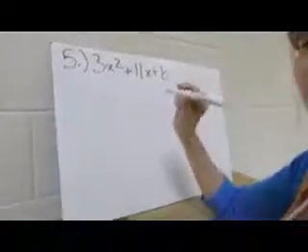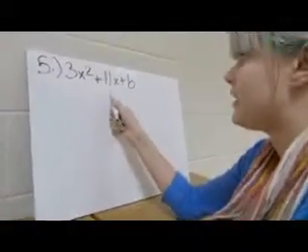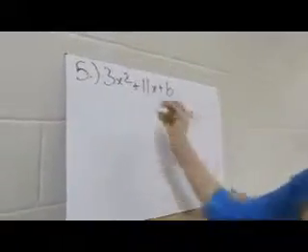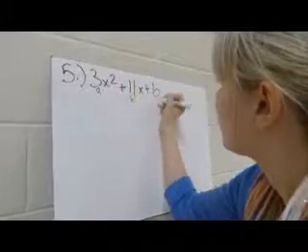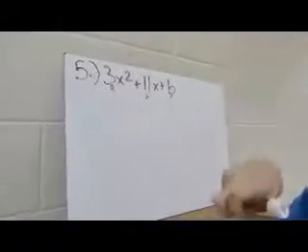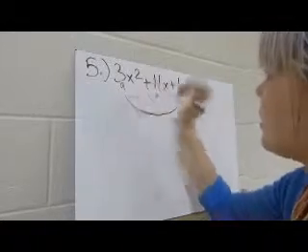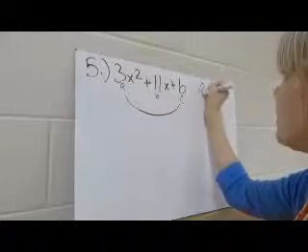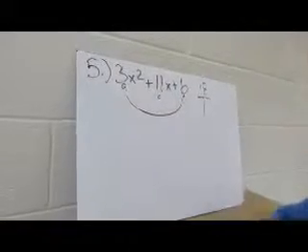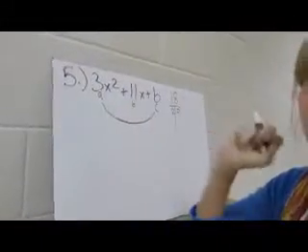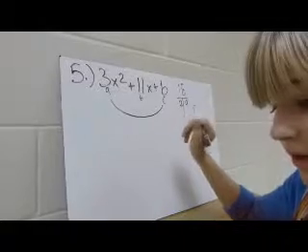Okay, so our first equation is 3x squared plus 11x plus 6. First we're going to multiply our A term and our C term together, which is 3 and 6, which equal 18. And the multiples we will be using for that are 2 and 9, because they add up to 11.